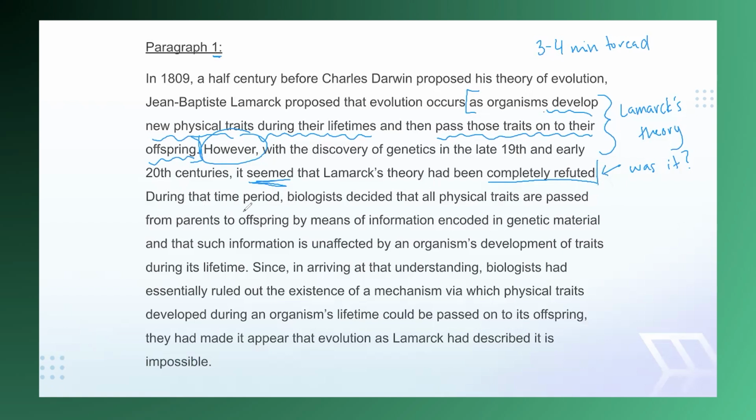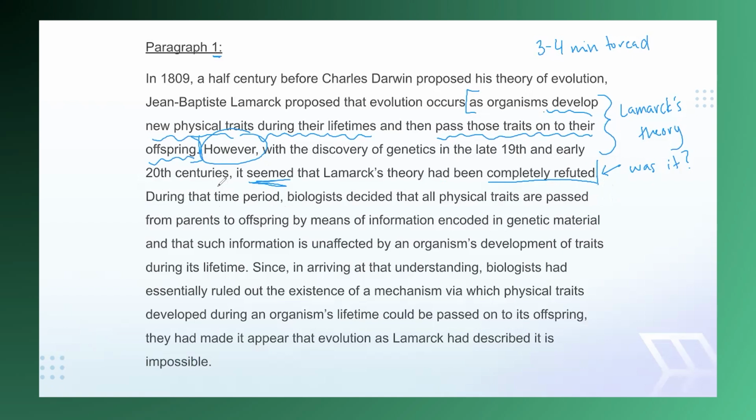We start with "during that time period." All right, pause. We're not getting strong contrast here. We're, in fact, getting a suggestion that we are going to expand on what we learned before. So that time period is a reference back to the late 19th and early 20th centuries. So we are likely going to be discussing the discovery of genetics and the seeming refutation of Lamarck's theory.